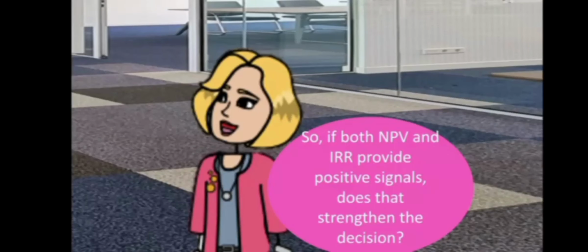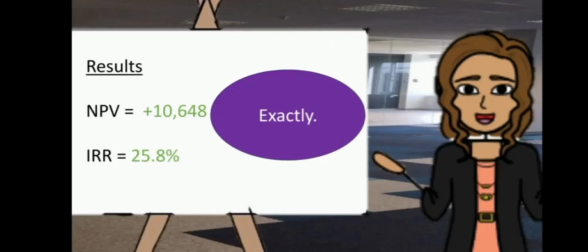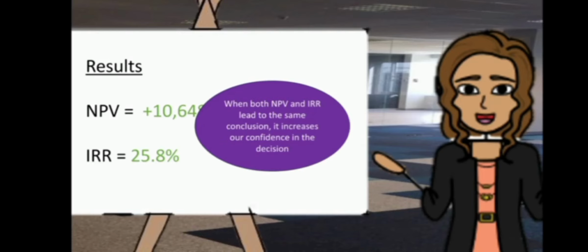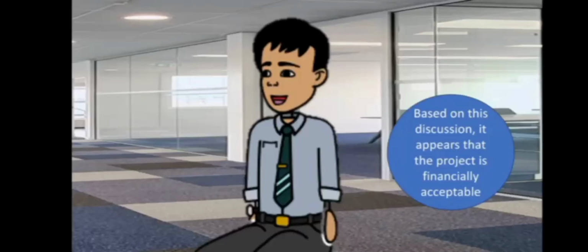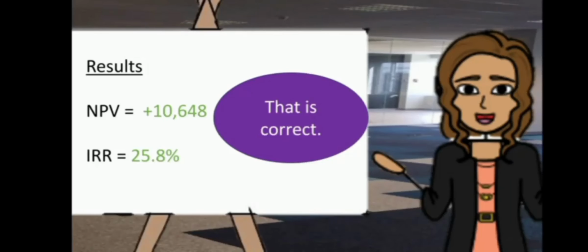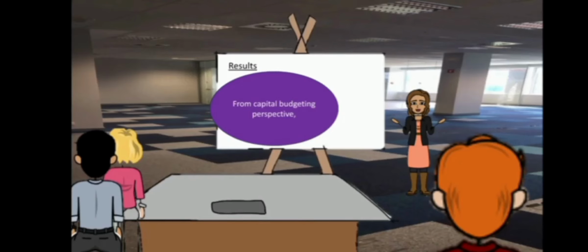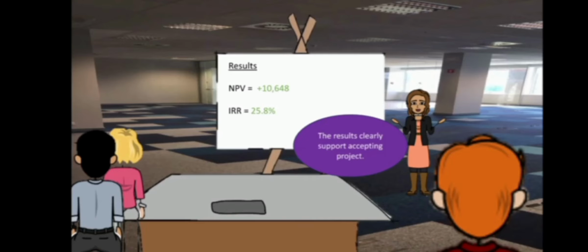So, if both NPV and IRR provide positive signals, does that strengthen the decision? Exactly. When both NPV and IRR lead to the same conclusion, it increases our confidence in the decision. The positive NPV shows that value is created, while IRR confirms that the return is sufficient. Based on this discussion, it appears that the project is financially acceptable. That is correct. From a capital budgeting perspective, the results clearly support accepting the project.